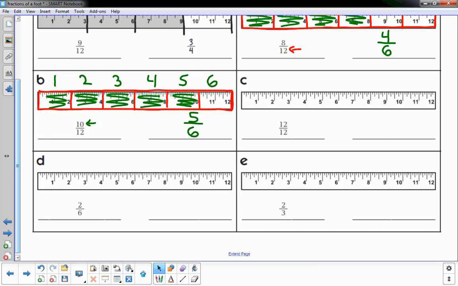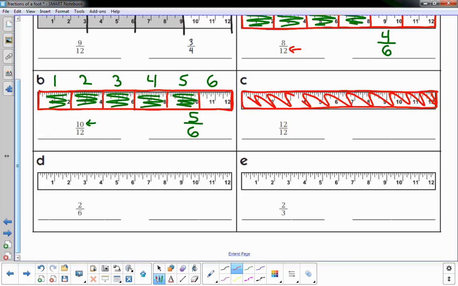All right, another one. 12/12. Okay, I have 12/12. That means my ruler is completely filled. This whole thing's filled. You can basically come up with any fraction equal that. I could cut this in half and have 2 parts here, and they're both completely filled. That'd be 2 halves.